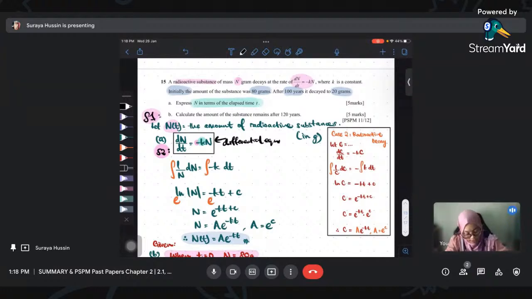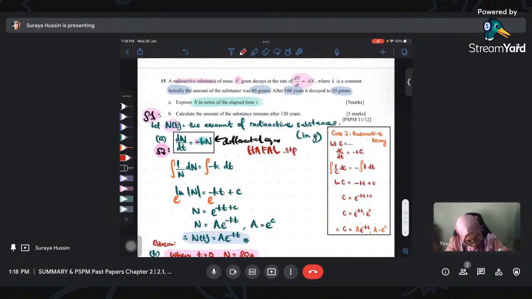Kalau you tak hafal dia punya DE ataupun differential equation untuk setiap case ni, memang hancur lah. I'm being very honest here. So you better hafal. I'm saying here very, very clearly. You better hafal setiap case. Okay? I'm saying here very seriously. Hafal setiap case punya DE. Differential equation dia mesti macam ni. Ikut huruf masing-masing. Okay? Alright.